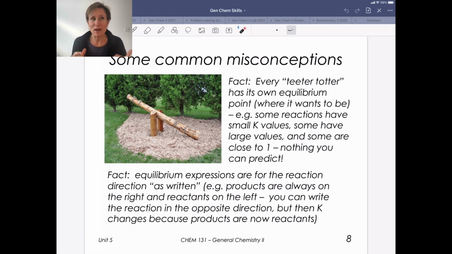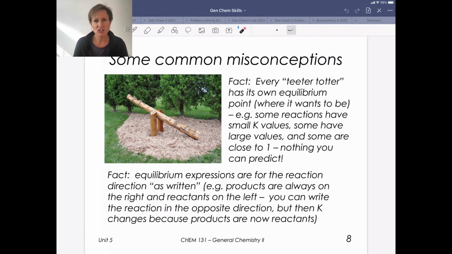It's easy to think about this as being like a teeter-totter or a seesaw, right? If we've got products and reactants on two sides of a seesaw, we can tip what we have here. And that's a great analogy to help us understand how some things are working here. But I want to reconcile two myths that students often have when they use this analogy. The first is that a teeter-totter wants to be here. And that's not necessarily true.